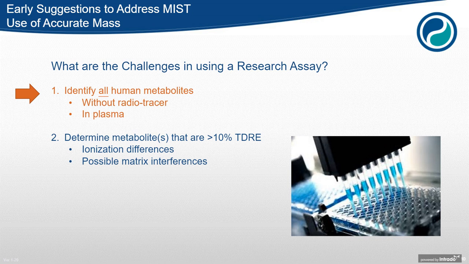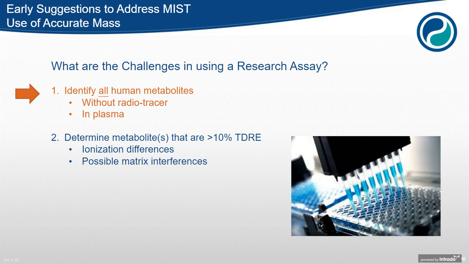So there are several challenges in using a research assay to conduct these MIST studies. So we need to identify all human metabolites. We don't have a radio tracer, which, in the early 2000s, was the gold standard in doing metabolite ID. And this will be in plasma, so this is a relatively complex biological matrix. So that's the first problem. So could we go to the next slide, please? And let's address this, identifying all metabolites.